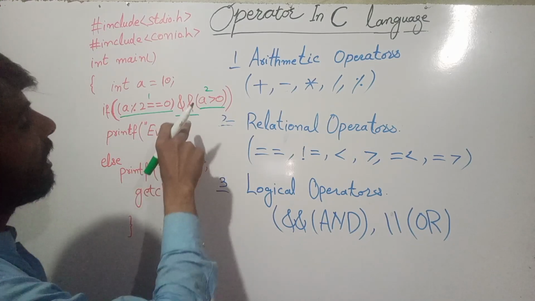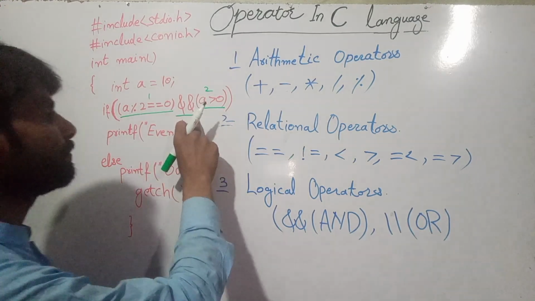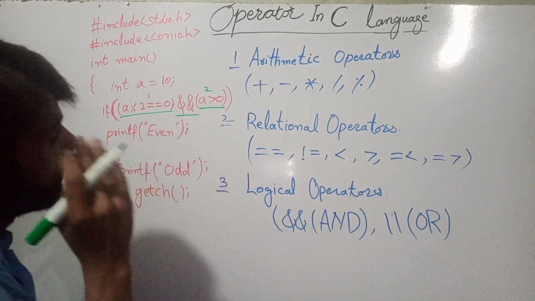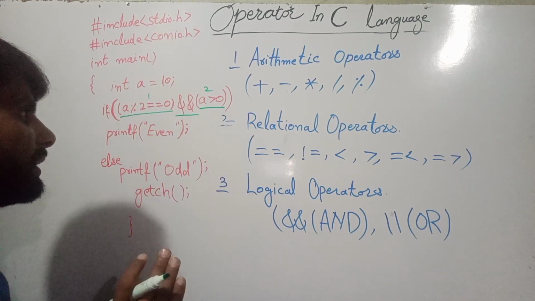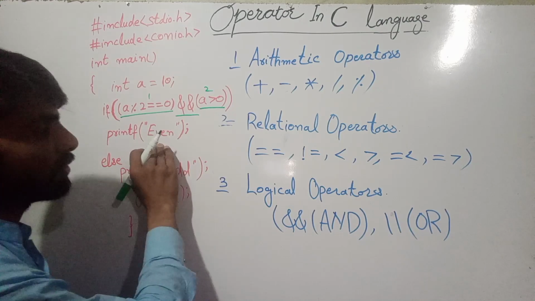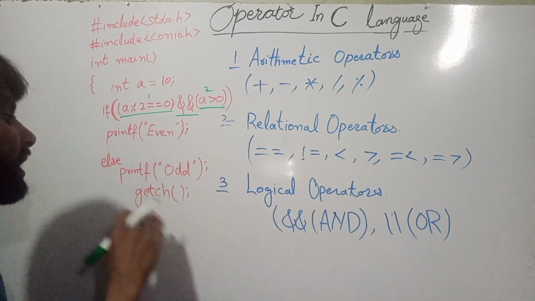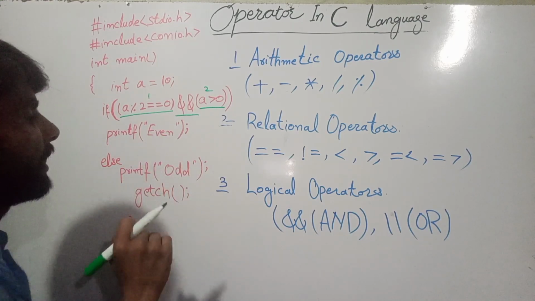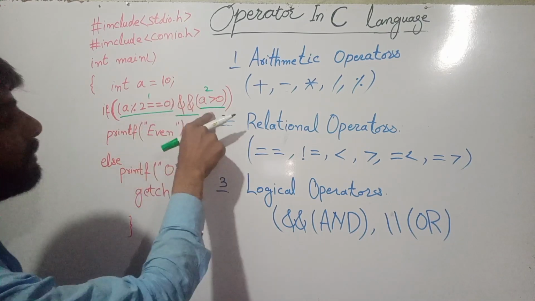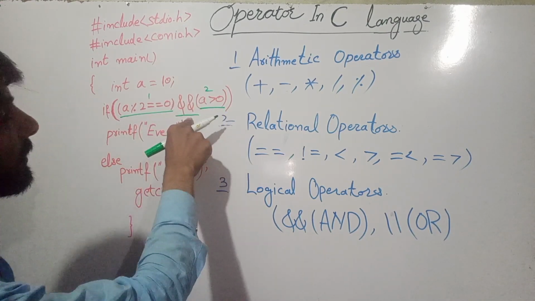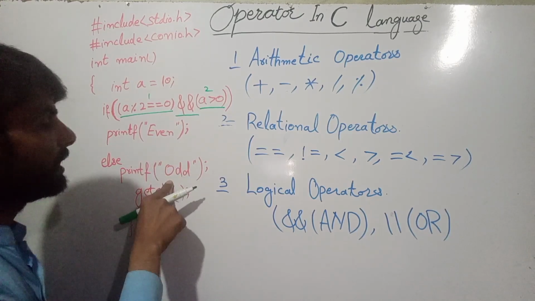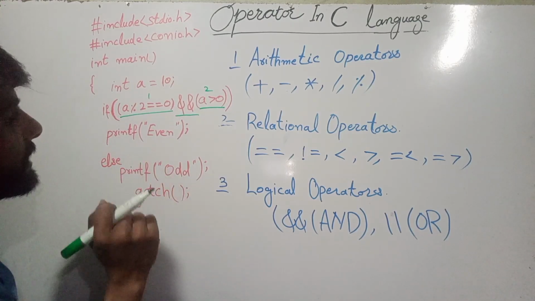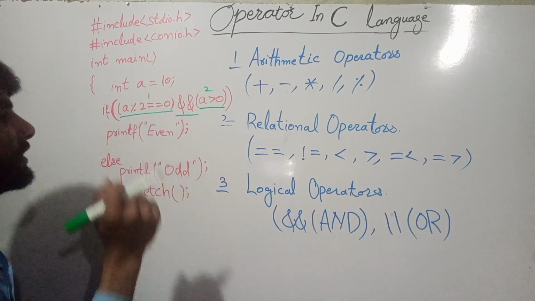What is the difference? When we put the AND operator, it means that these two conditions must be true, then this statement will be executed. Otherwise the else statement will be executed. If any one condition is wrong in the AND operator, then this statement will not be executed, and the else statement will be executed. So now we'll understand its execution.